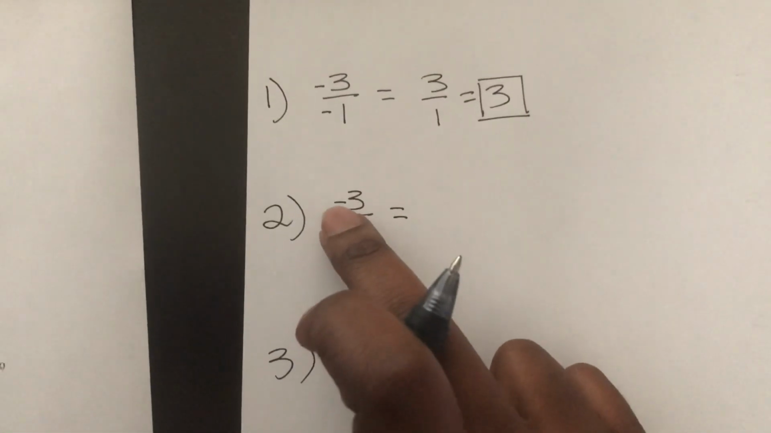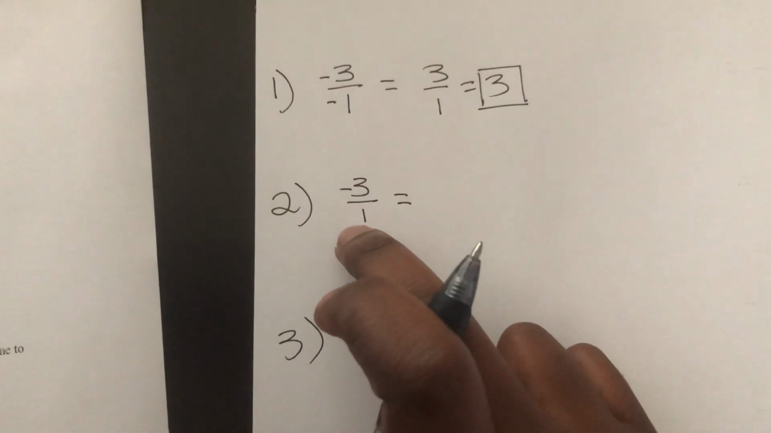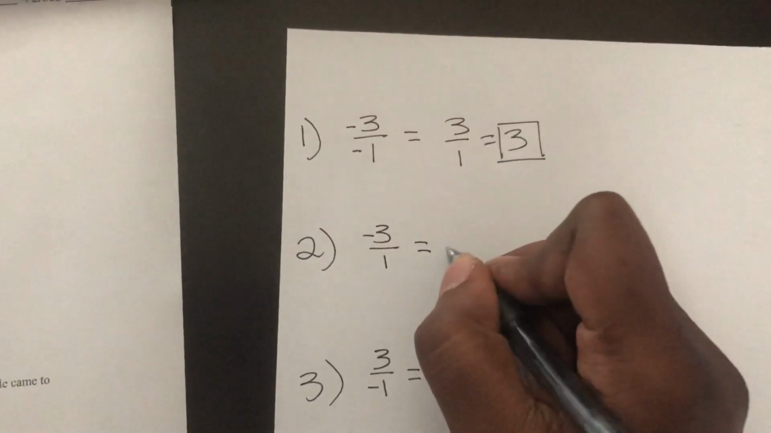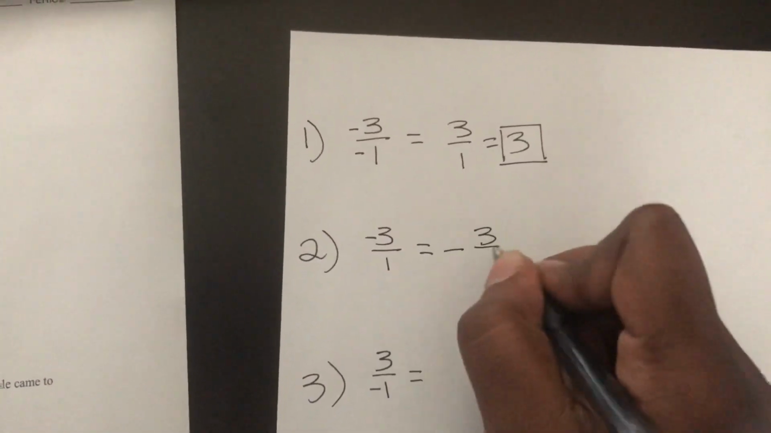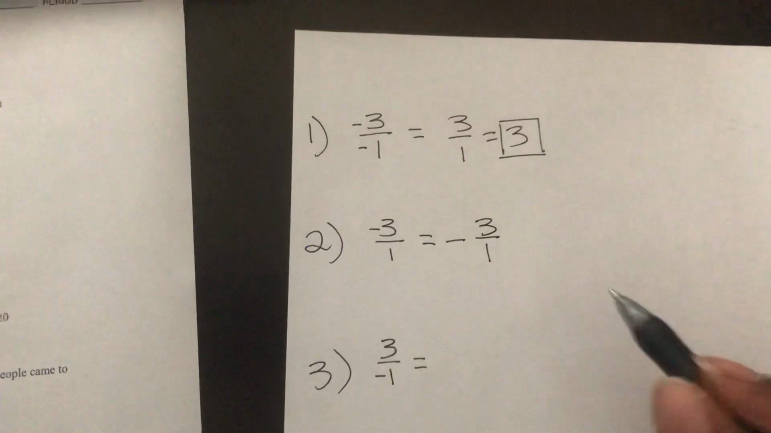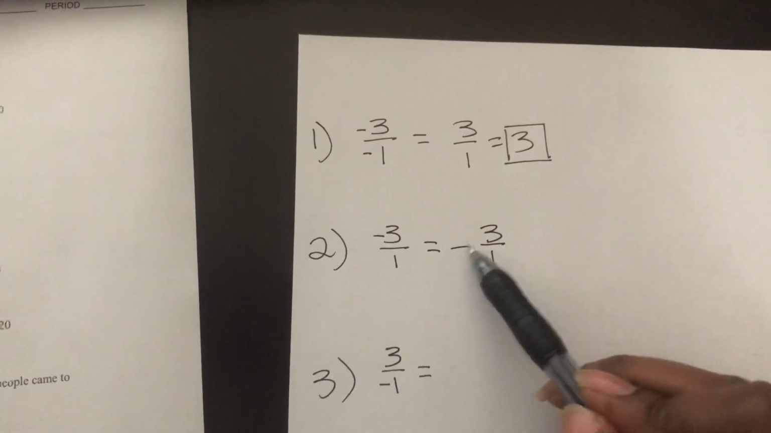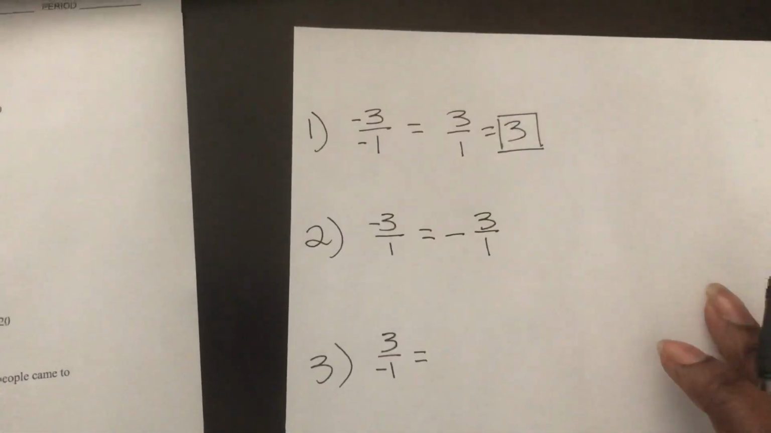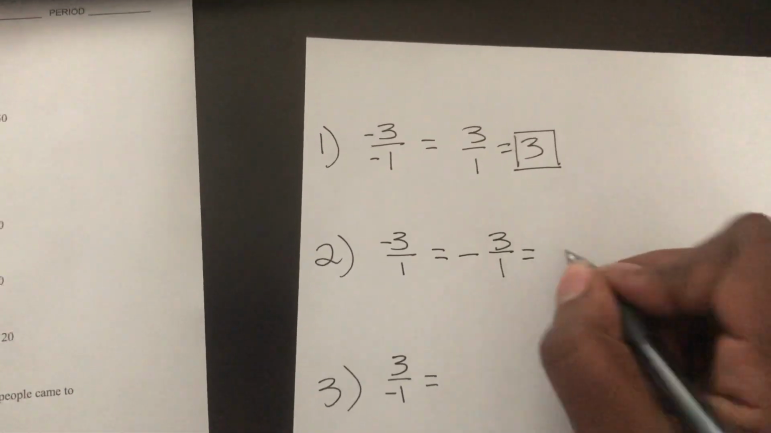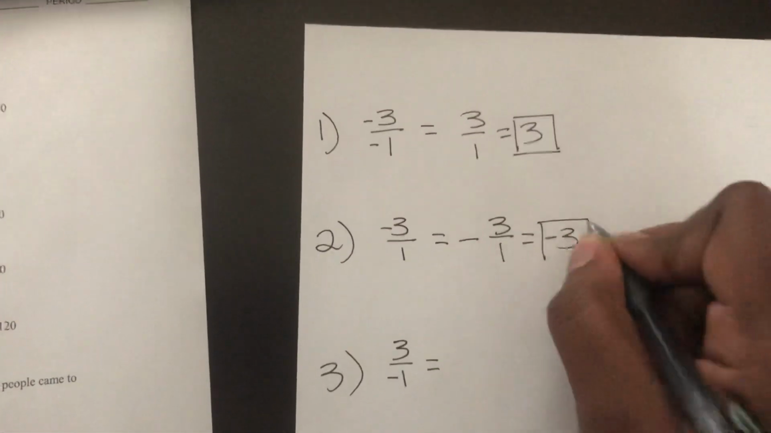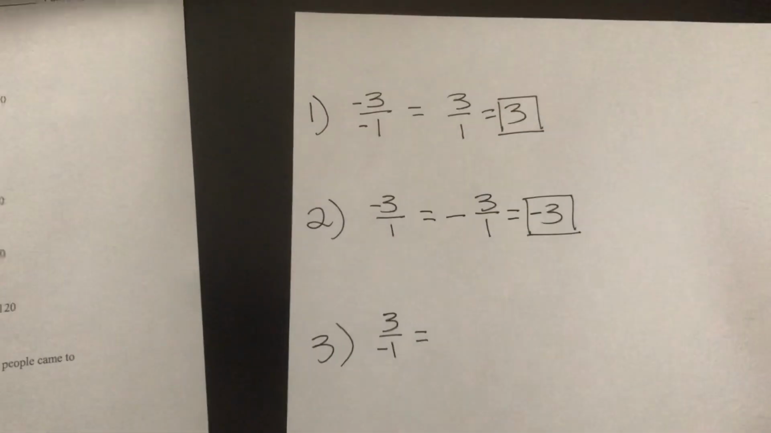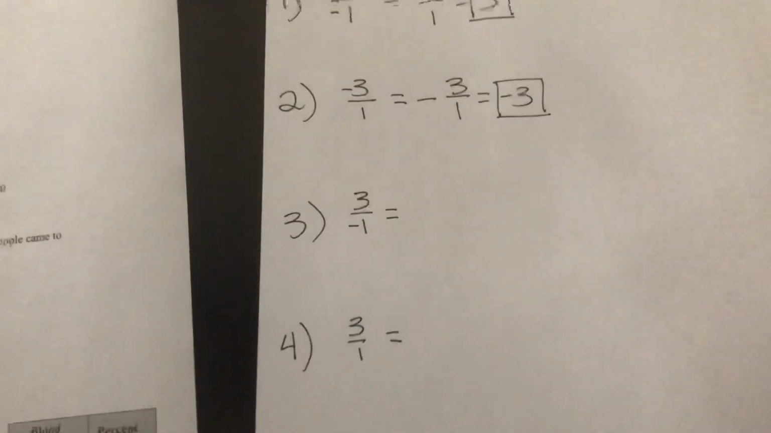You see how you have a negative divided by a positive? This actually winds up being -3/1. It turns, since there's only one negative in the fraction, it turns basically the entire fraction negative, okay? And then whenever you're simplifying it, you get -3 as your answer.